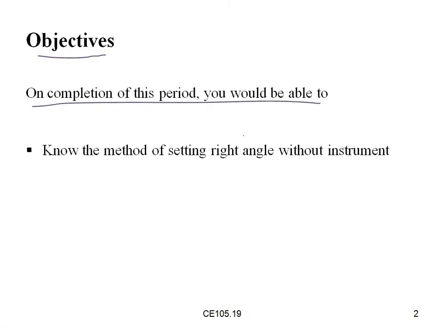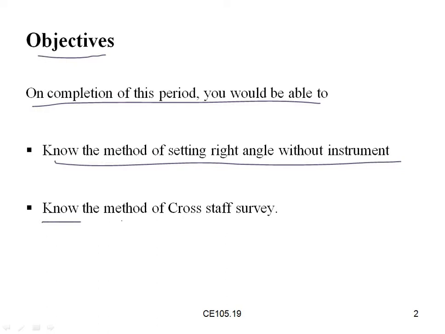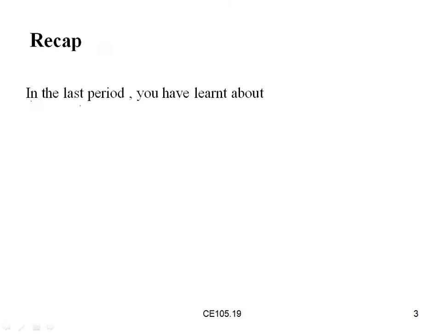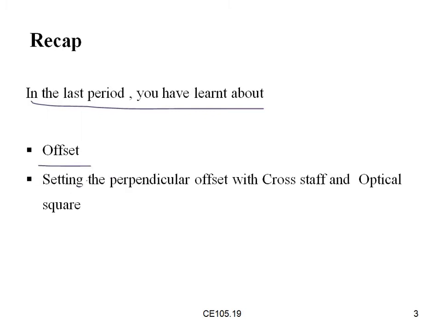So objectives: on completion of this period you would be able to know the method of setting right angles without instrument, and you will know the method of cross-staff survey. These two methods are very important for your examinations also. So without instrument, how we will set the right angle, and we will know the cross-staff survey also in this class. In the last period we have learned regarding offset and offset definition.